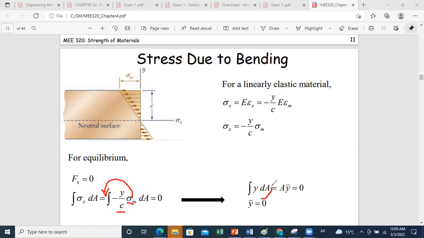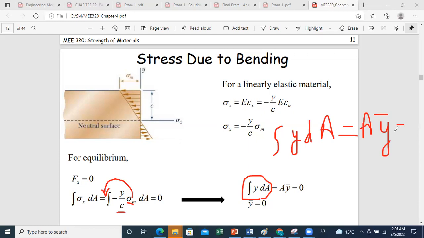And you know that this is the definition for calculation of the centroid. You can replace integral y dA by A times y bar, which is the centroid position of the area along y. This should be equal to zero. This means that y bar is zero. And this will tell you that because your origin is at the neutral surface, since y bar is equal to zero, this means that your neutral axis should pass by the centroid of your section.